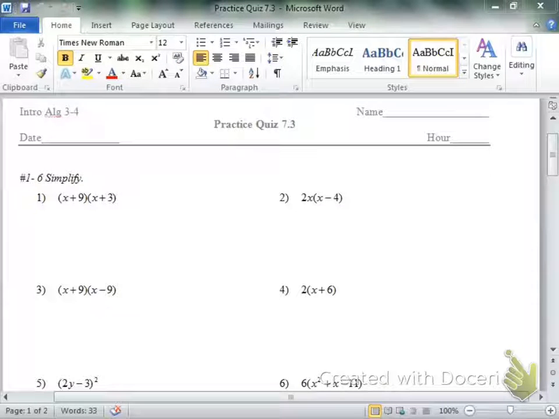Alright, so number 1 on your practice quiz, we have a binomial times a binomial. That's when you double distribute. So distribute the x from the first binomial to both terms in the second binomial. X times x is x squared, and x times 3 is 3x. Then you distribute the 9. 9 times x is 9x. 9 times 3 is 27.